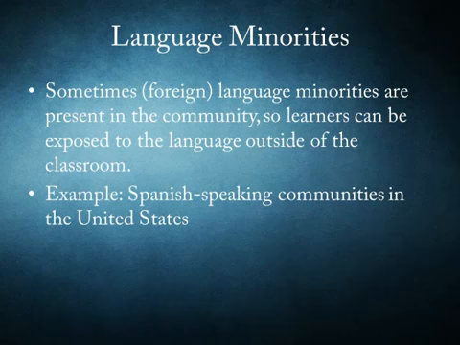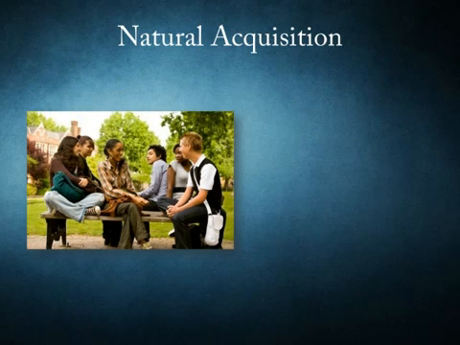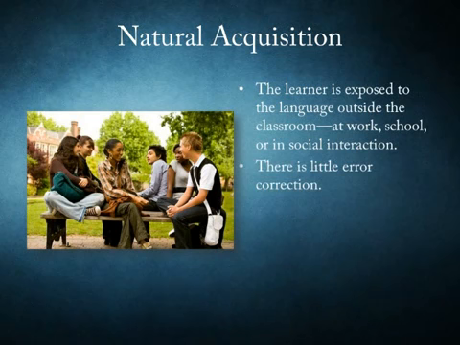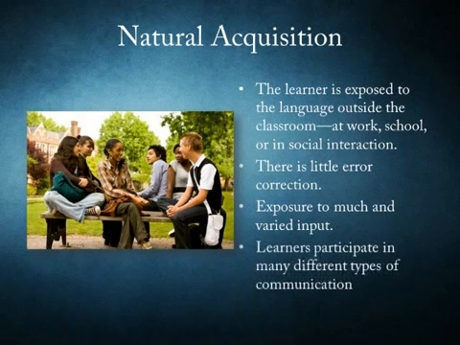Our textbook describes the differences between the three main types of language learning, and the point they make is clearly that naturalistic language acquisition is the best type. Our authors Lightbown and Spada describe the following features. The learner is exposed to the language outside the classroom, at work, at school, or in social interaction. There is little error correction. There is exposure to much and varied input, and learners participate in many different types of communication.